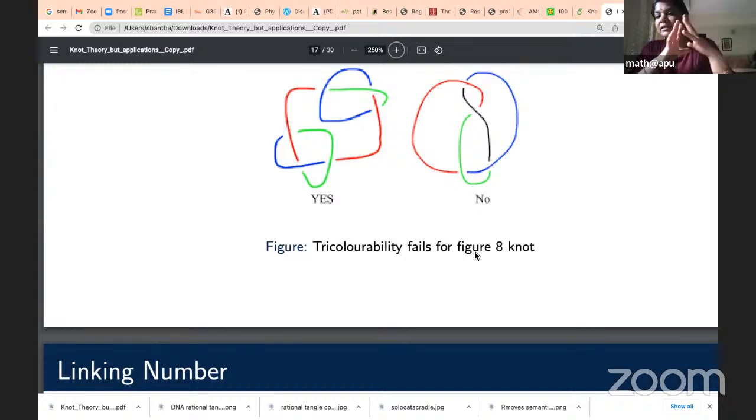But we should not jump to the conclusion that if two knots are tricolorable, then they are equivalent. The other way does not work. And that is the central job of knot theorists. Knot theorists are kept busy trying to find out how to distinguish knots. Here the answer was the figure 8 knot is not tricolorable, so we got a quick answer. But suppose we had got both of them tricolorable, it still is not enough for us to conclude that these knots are equivalent. Does that make sense? Is that okay?